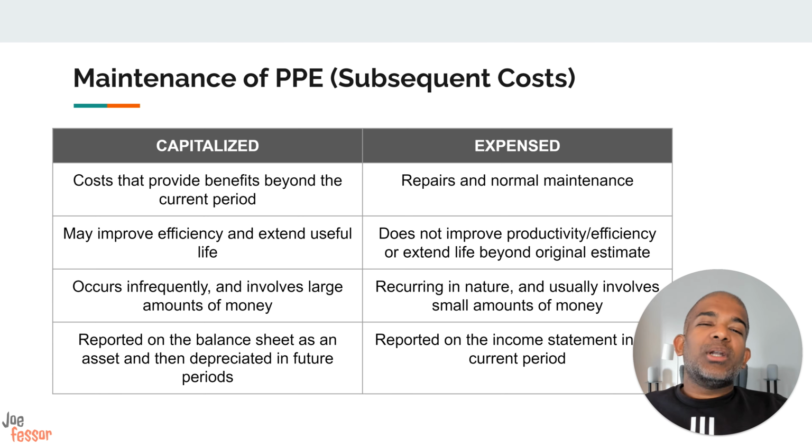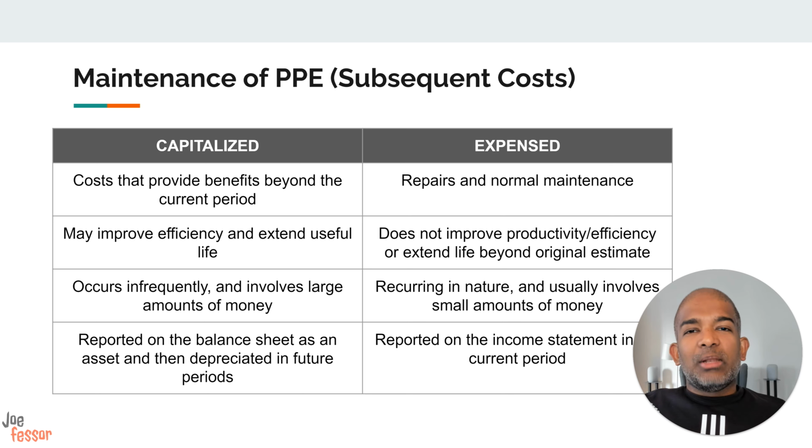On the other side, what kind of maintenance work is expensed? Any minor work like repairs or normal maintenance is expensed. These expenses do not improve the productivity or efficiency or extend the lifetime beyond the original estimated usage of that asset. They're also recurring in nature. Usually, small amounts of expenses are typically expensed right away. These expenses are reported on the income statement in the current period. So you don't capitalize them as an asset, but rather you expense them straight away in the income statement.